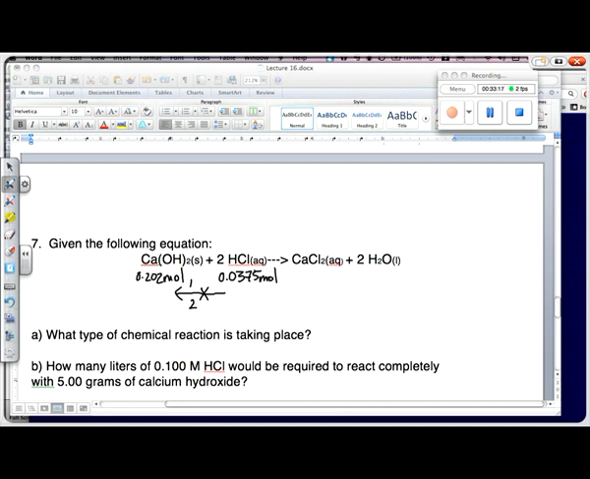So 0.0375 divided by 2, and this is how much you use. I use 0.0188 moles. Subtract it from the original, and I end up with 0.183 moles left over.